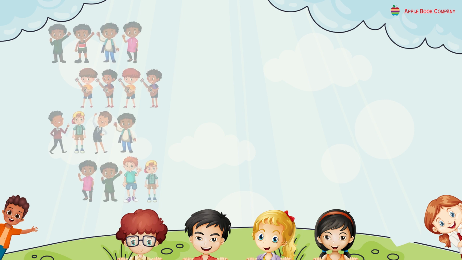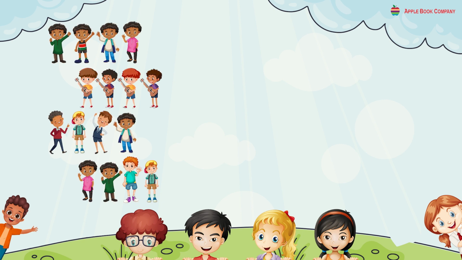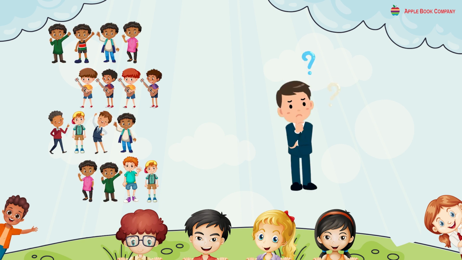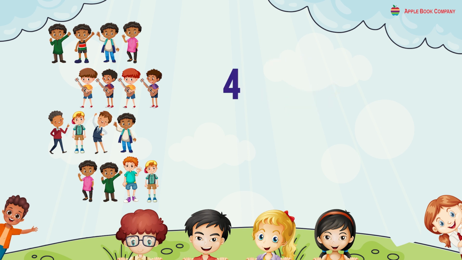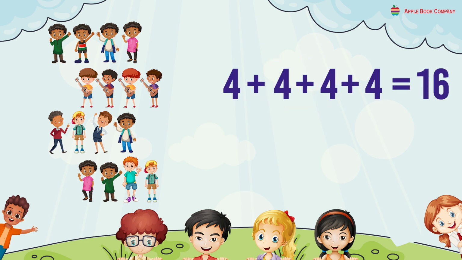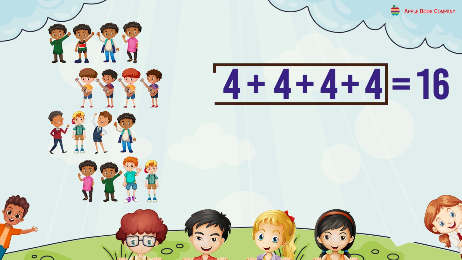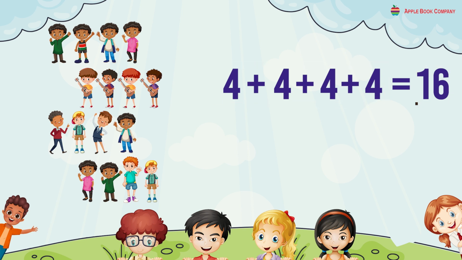Now, consider 4 groups of 4 students each. How many boys are there in all? 4 plus 4 plus 4 plus 4 is 16. So, 4 taken 4 times is equal to 16 or 4 times 4 equals 16.